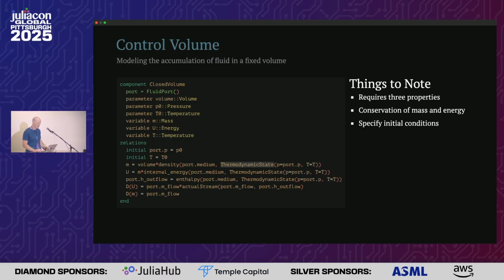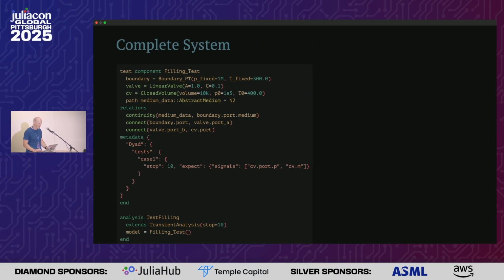Yes, we use three properties. We conserve mass and energy. We specify initial conditions, and it's a fixed volume, so there's no work term. But we could easily add one. Okay, here's our complete system. It's a boundary, a linear valve, and a closed volume.